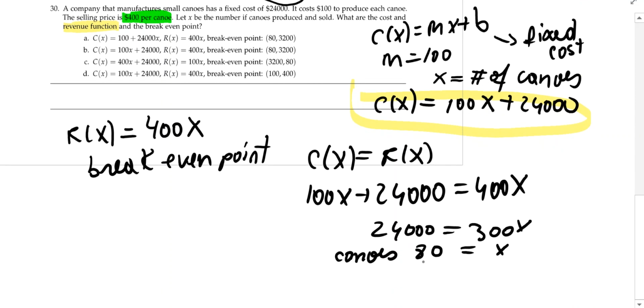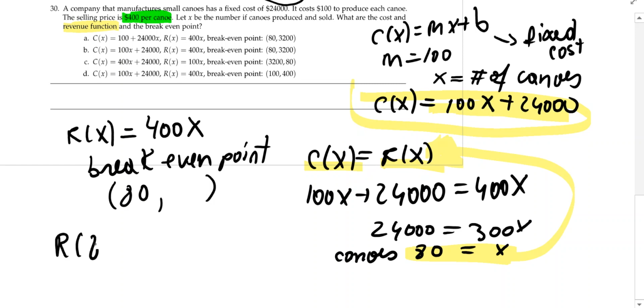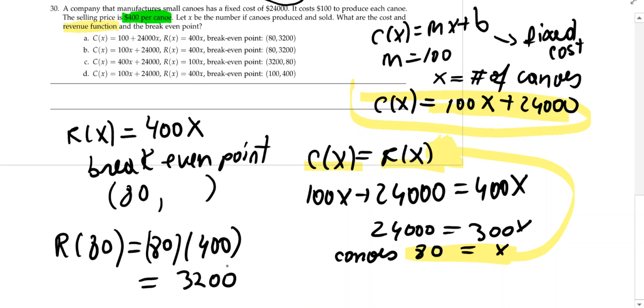Now, if x is 80, what is the cost? But the cost in this case equals the revenue, so I can input x equals 80 in the revenue function or in the cost function, but the cost function is more complicated than the revenue function. So to get the second coordinate of the break-even point, we're gonna calculate the revenue at 80. So the revenue when you sell 80 canoes, it's gonna be 80 times 400, which gives you 32,000. So the break-even point is this one. Alright, so looks like the answer is this one.